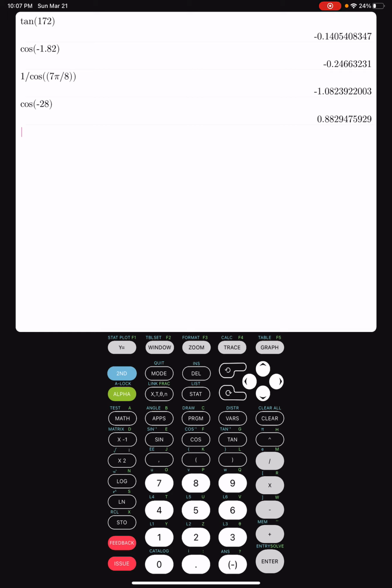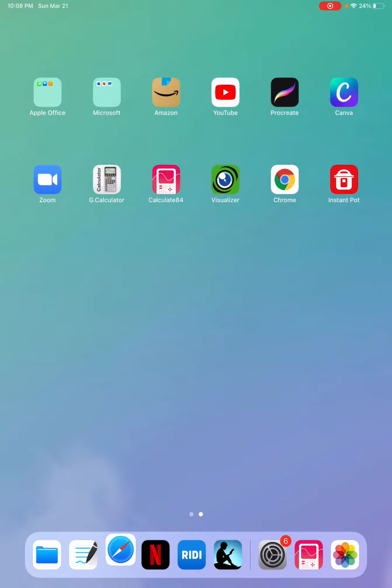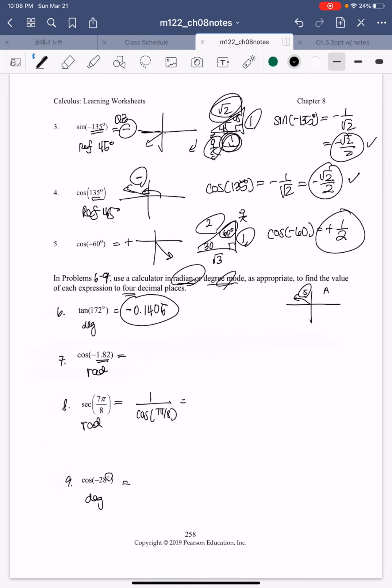Negative 0.2466. The third one should be negative 1.0824, rounded to the 4 decimal place. The last one should be 0.8829. Okay? So very simple, quick, and easy with the calculator. Just be careful, change to the appropriate mode. So for 7, we got negative 0.2466. We got this one, negative 1.0824, and then the final answer is 0.8829.